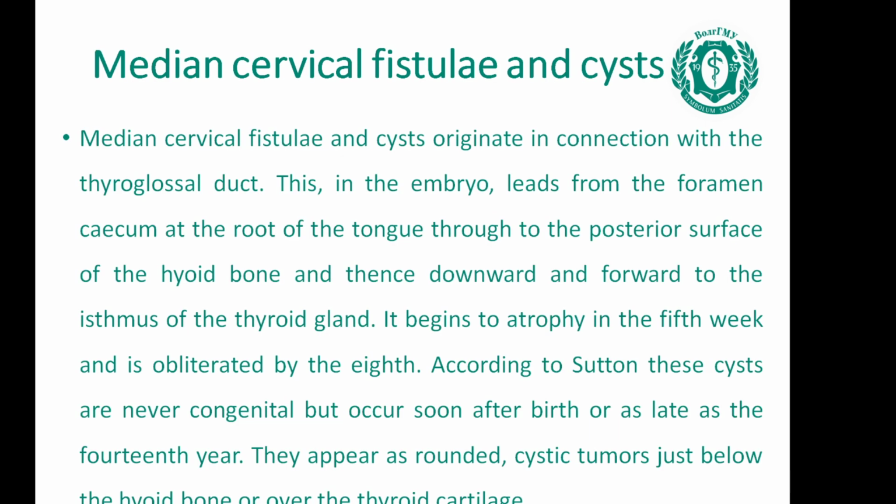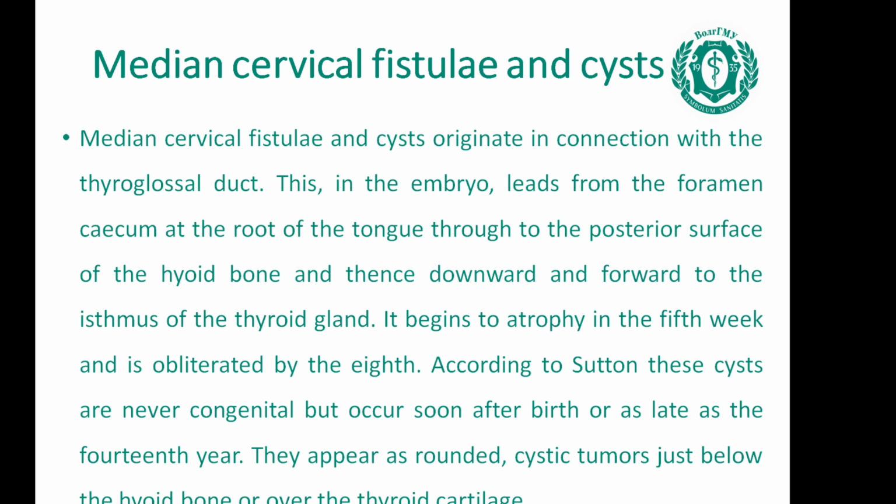Median cervical fistulas and cysts originate in connection with the thyroglossal duct. In the embryo this leads from the foramen cecum at the root of the tongue, through the posterior surface of the hyoid bone, and thence downward and forward to the isthmus of the thyroid gland. It begins to atrophy in the 5th week and is obliterated by the 8th.